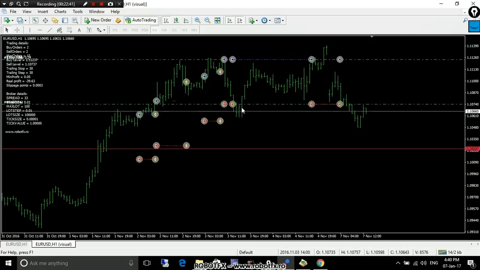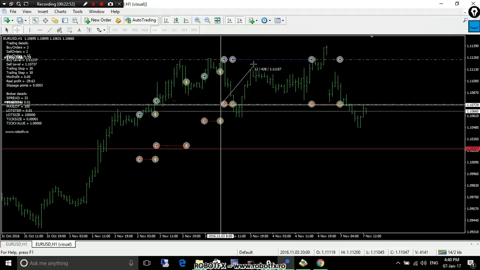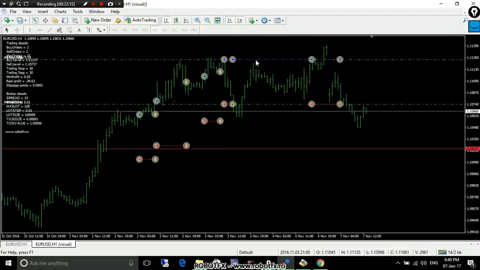And many times when this happens, for now it's still safe. There are only 4 trades open, and the distance between them is not so big. So we don't have a big loss right now.